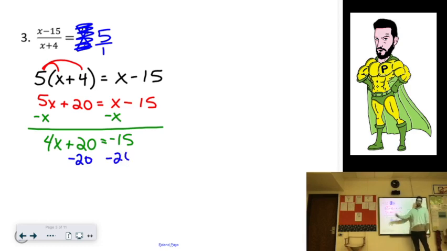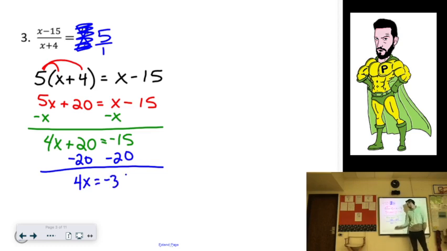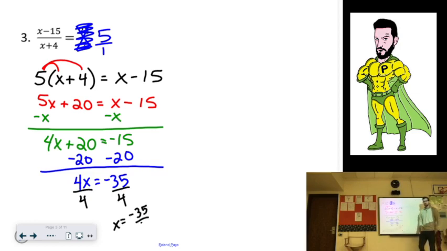Negative 15 minus 20 would be negative 35. So 4x equals negative 35. And then we're going to just divide by the 4. Now 35 and 4 don't have anything in common except for 1, so we could just leave it. X equals negative 35 fourths. Or if you want, you can turn that into negative 8 3/4 or negative 8.75. All of those are technically correct.